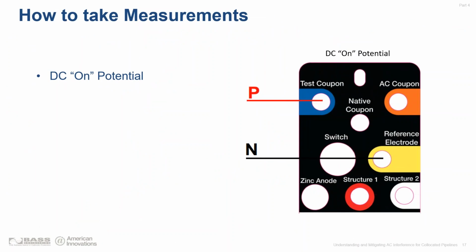Okay, so one measurement that you can take using the Triton triple coupon is going to be your DC on potential. So you're going to set your voltmeter to the millivolt DC setting. You're going to have your positive lead on the test coupon, your negative lead on the reference electrode, and then just capture that observed measurement.